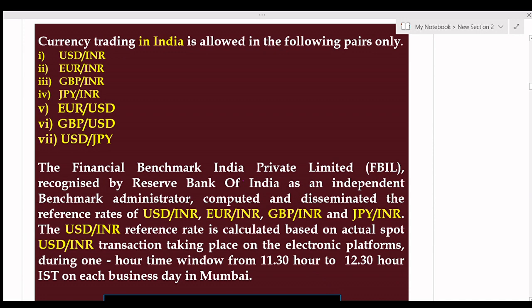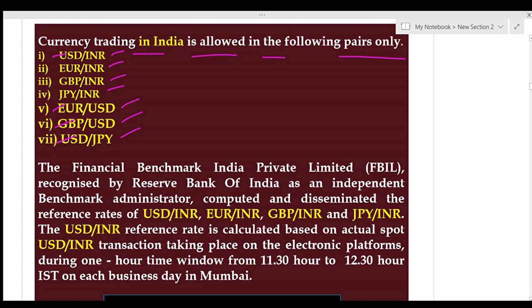Next, currency trading in India is allowed in the following pairs only: USD/INR, EUR/INR, GBP/INR, JPY/INR, EUR/USD, GBP/USD, USD/JPY. There are 7 currency pairs. Out of these, for 4 currency pairs the rate is directly available, namely USD/INR, EUR/USD, GBP/USD, USD/JPY.